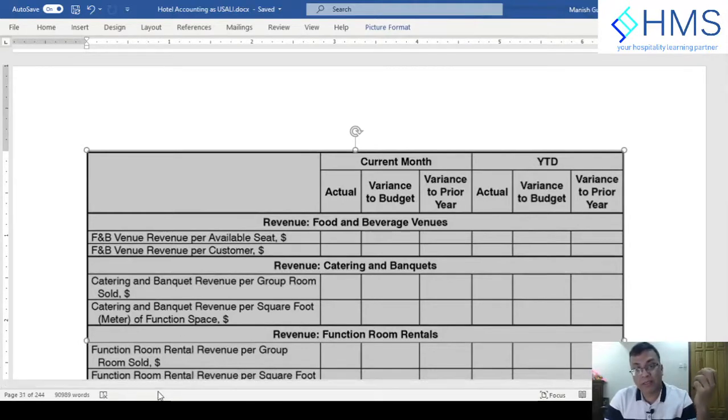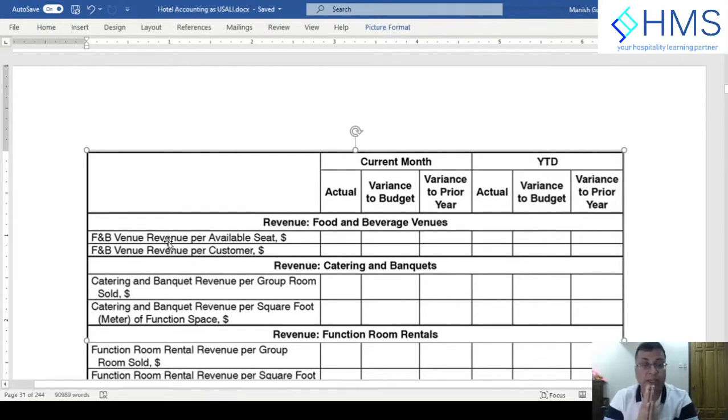Then the next table usually recommends is the food and beverage venues revenue by food and beverage revenue per available guest and per available seat and per customer. Now how do we calculate that? We will be looking at the formula after this table, so don't worry about that. Then for the catering and banquet, it asks to calculate per group room sold plus the per square feet meter.